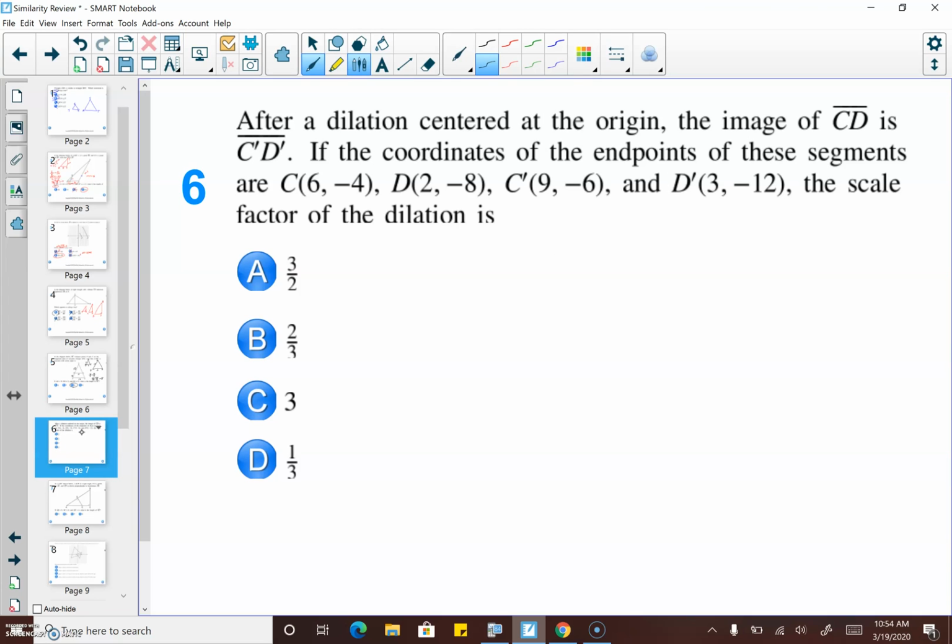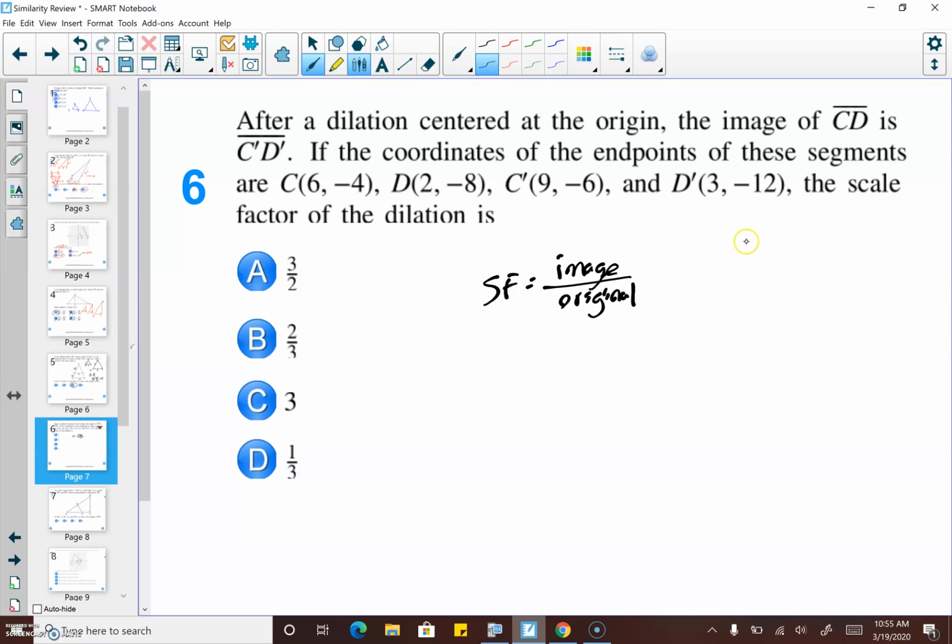After a dilation centered at the origin, the image of CD is C prime D prime. If the coordinates of the endpoints of segment CD are C (6, -4) and D (2, -8), then C prime is (9, -6) and D prime is (3, -12). The scale factor of the dilation is, well, remember, our scale factor is always image over original. So we don't have to do it for both because the scale factor is the same for both pieces.